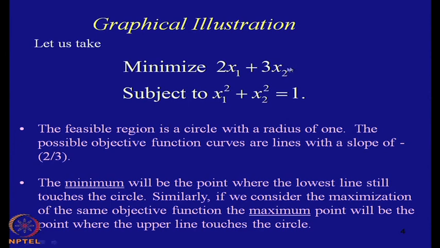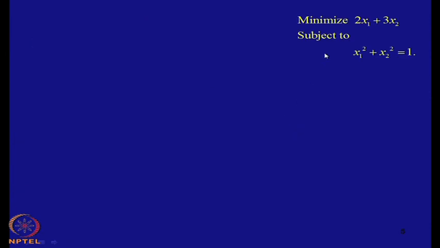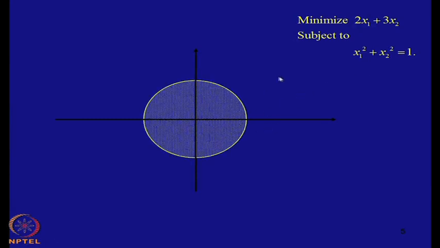Let me explain with the graph below. The problem is minimization of 2x1 + 3x2 subject to x1² + x2² = 1. If we draw the graph, the circle is the feasible region. The boundary of the circle is the feasible region because this is an equality constraint. The line 2x1 + 3x2, the objective function, is moving on this space, with the x1 axis and the x2 axis as shown.